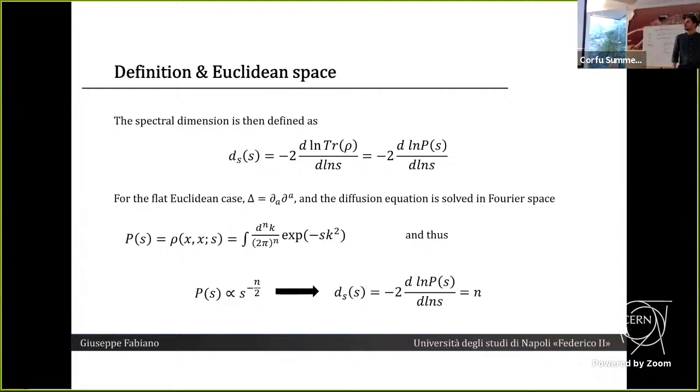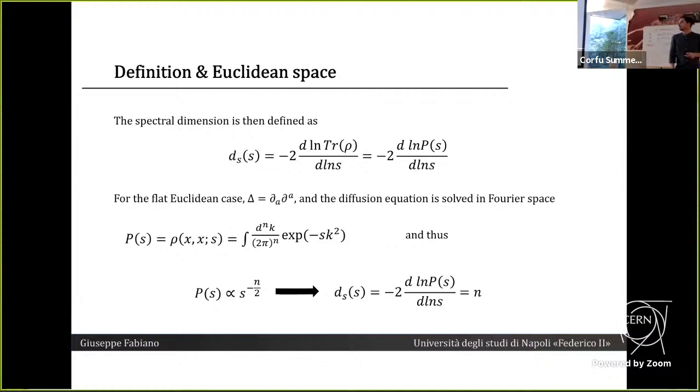So the first case that we might want to consider to check the validity of the definition is the flat Euclidean case, in which the Laplacian is just the sum over a of d_a squared. In this case, we can easily solve the diffusion equation in Fourier space, gaining the expression of the return probability that will be proportional to s to the power of -n/2, where n is the number of topological dimensions that our Euclidean flat manifold has.